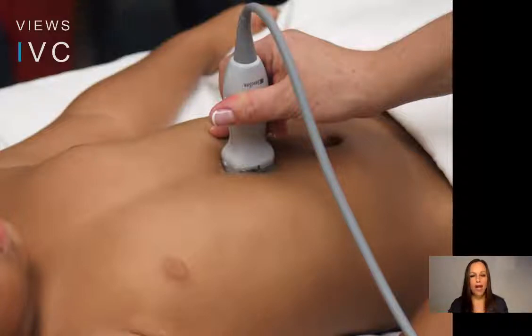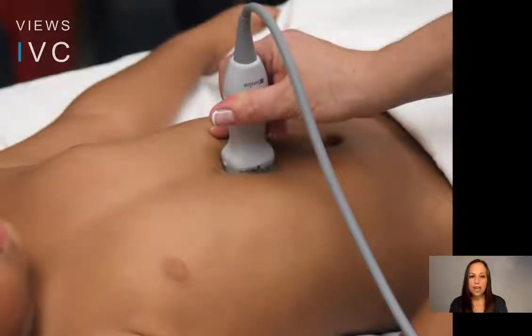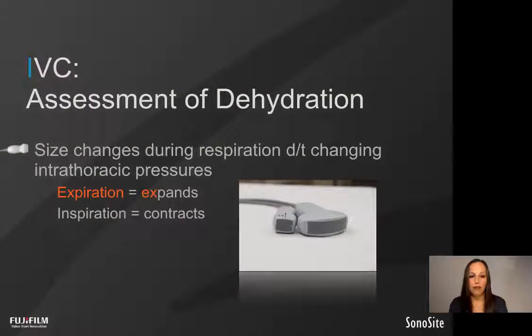Now, the easiest way, as a review, to obtain these views is to start with the transverse view of the inferior vena cava with the indicator towards the right of the patient. Then we're going to move the indicator towards the head, as we see here, to obtain the longitudinal or the long axis view of the inferior vena cava.